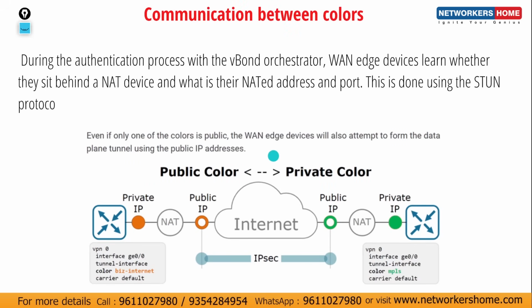What if it is a public color and a private color? Even if one of the colors is public, the WAN edge device will still attempt to form the data tunnel using the public IP. It will still try to use the public IP because of the color. This is the default behavior. And as I said, you are going to see all this in a different way when we start using the advanced features. You will see why these colors are like that and why the tunnel formation is like that.